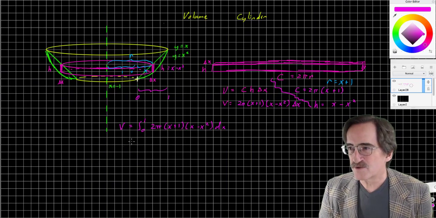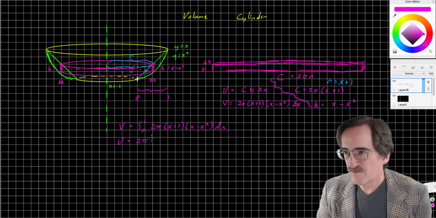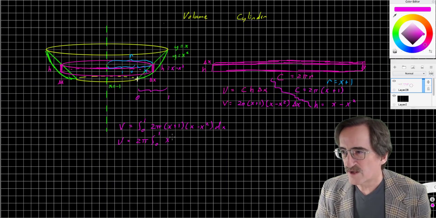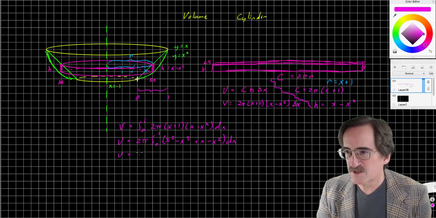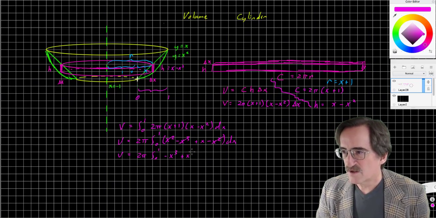Okay, so let's go ahead and do this. I can take out the constant 2 pi. I can multiply through: x squared minus x cubed plus x minus x squared, dx. A little more simplification, 2 pi, in decreasing order: negative x cubed, plus x squared minus x squared cancels out, plus x, dx.